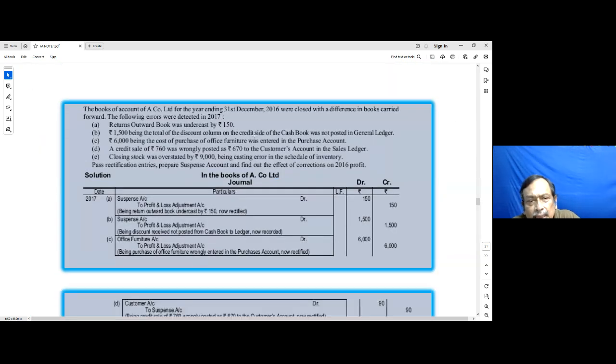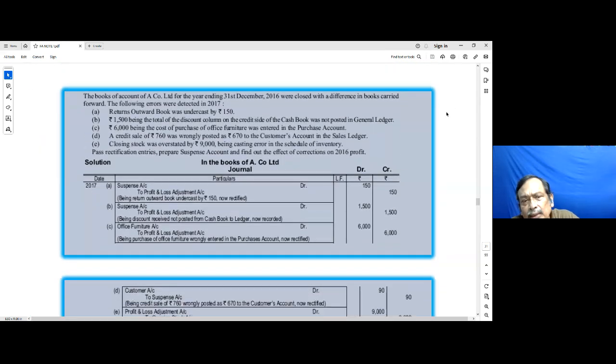Now, we are just considering one question to make you understand. Just have a good look. The books of accounts of A Company Limited for the year ending 31st December were closed with a difference in books carried forward.